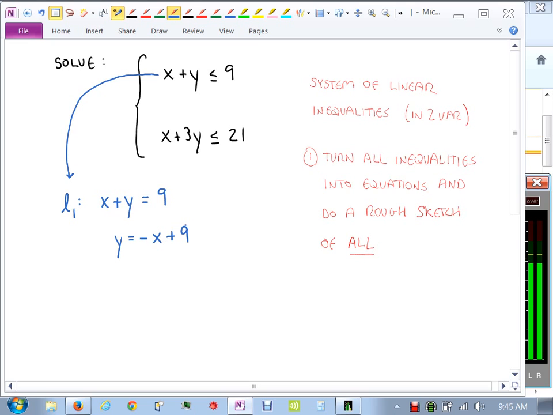So how do I graph it? That's right, because what I'm trying to do is get it to look like y equals mx plus b. And if we know y equals mx plus b, we start by plotting b, right? And then we use the slope to move to another point. Once we have 2 points, we draw a straight line. Okay?